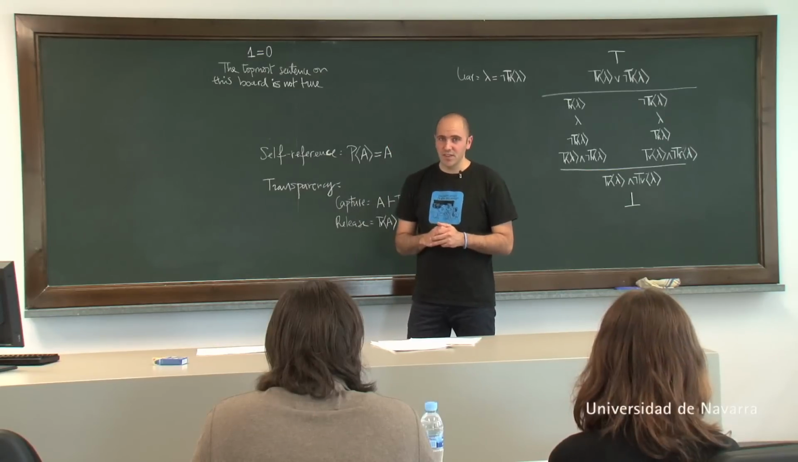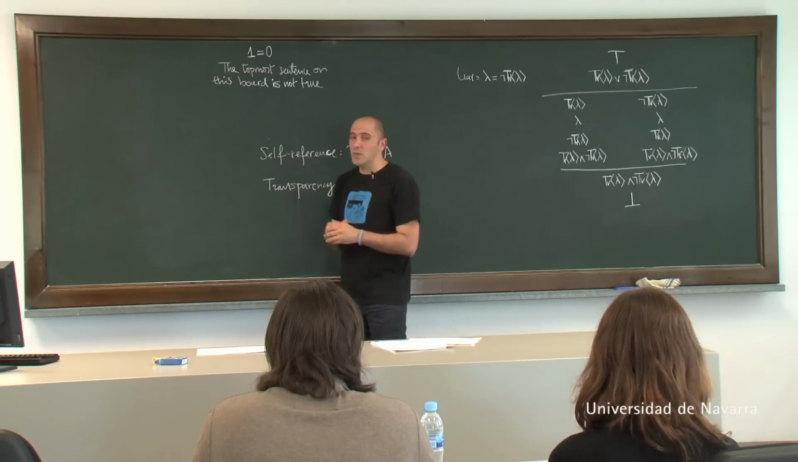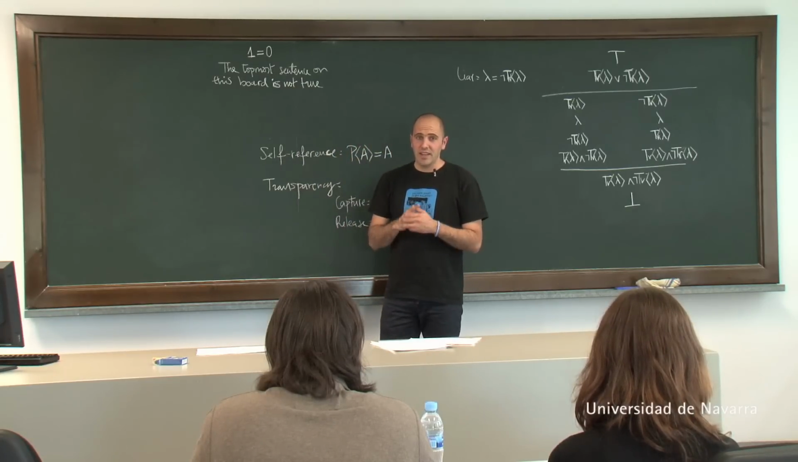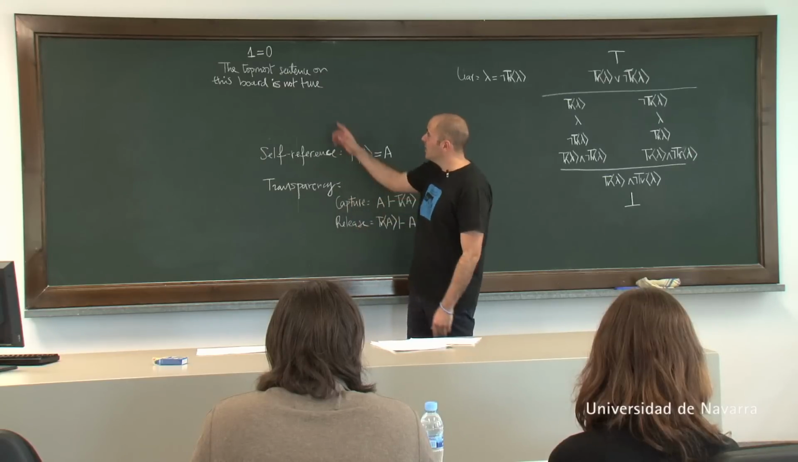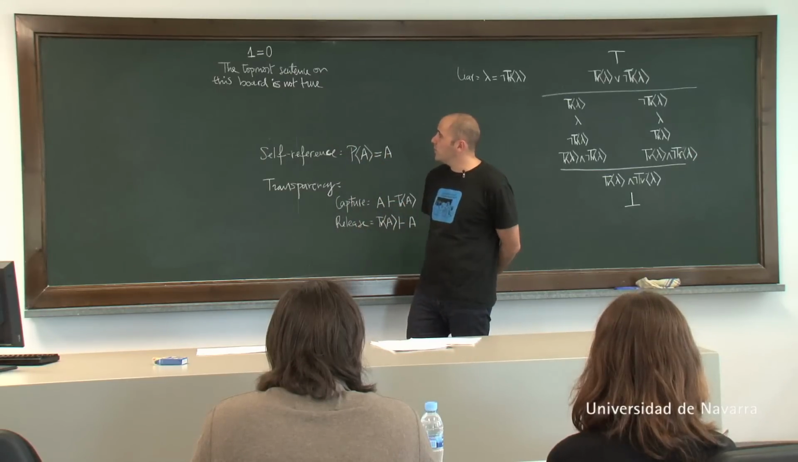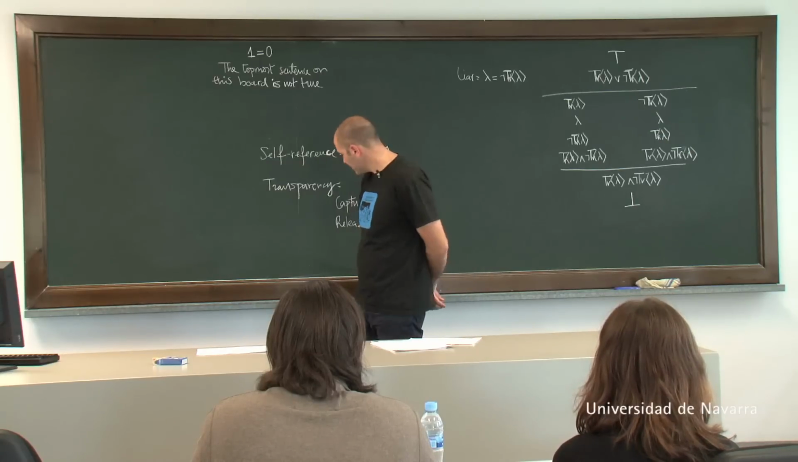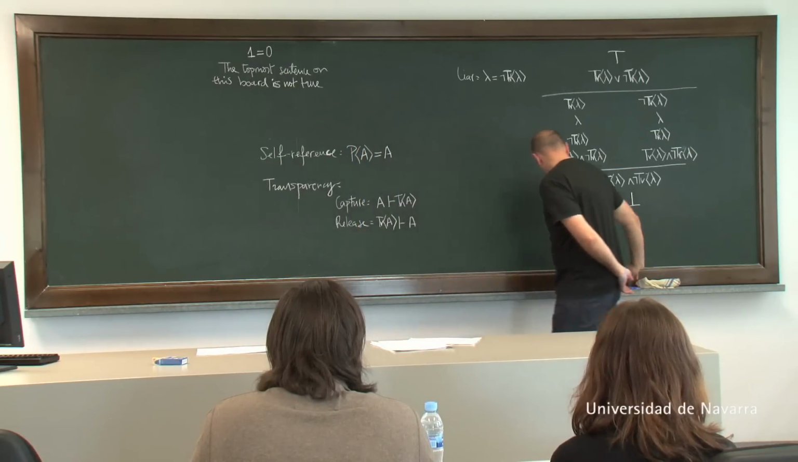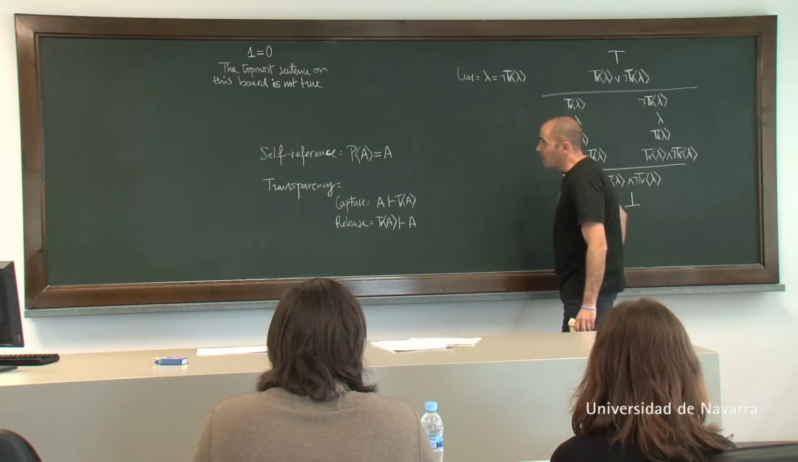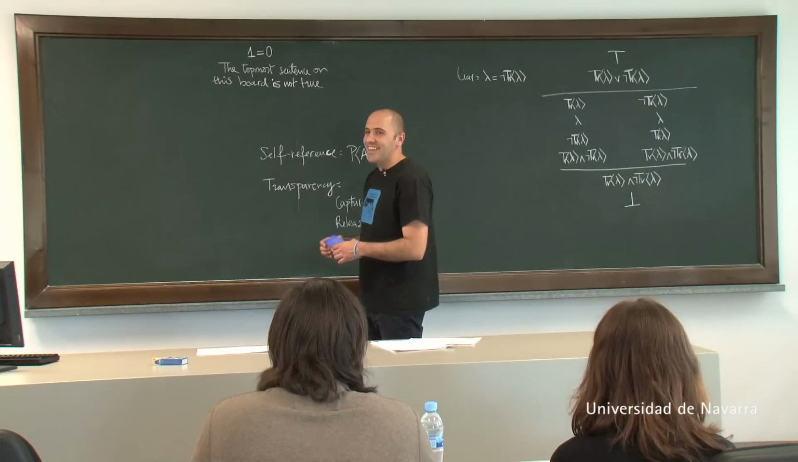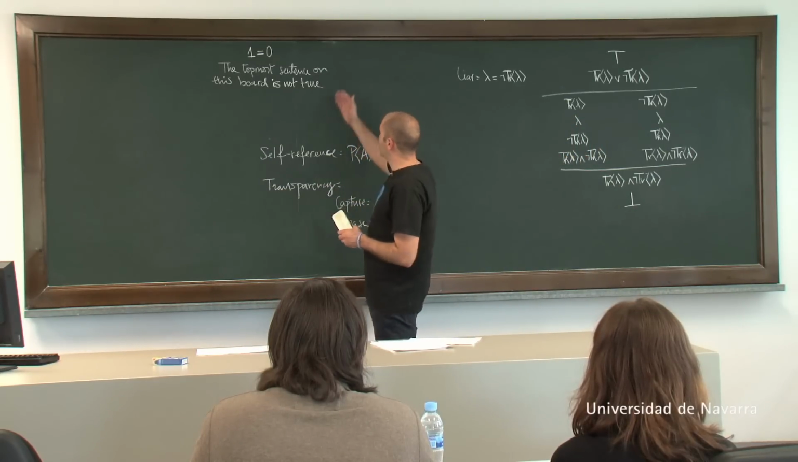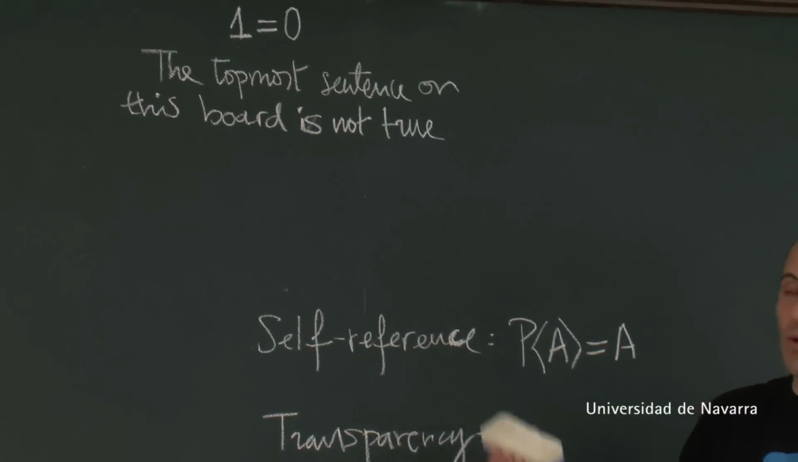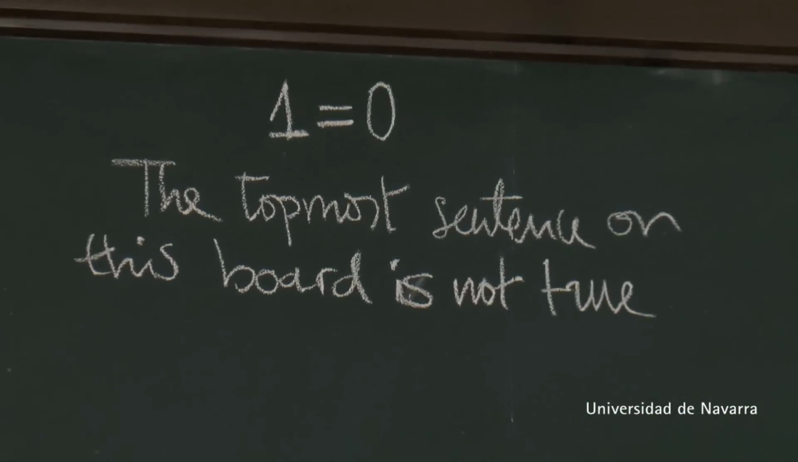Consider the following sentence. 1 equals 0. And now consider this other sentence. The topmost sentence on this board is not true. Well, okay, so there's nothing problematic, it seems, with this sentence, right? It's just true. The topmost sentence on this board is not true.